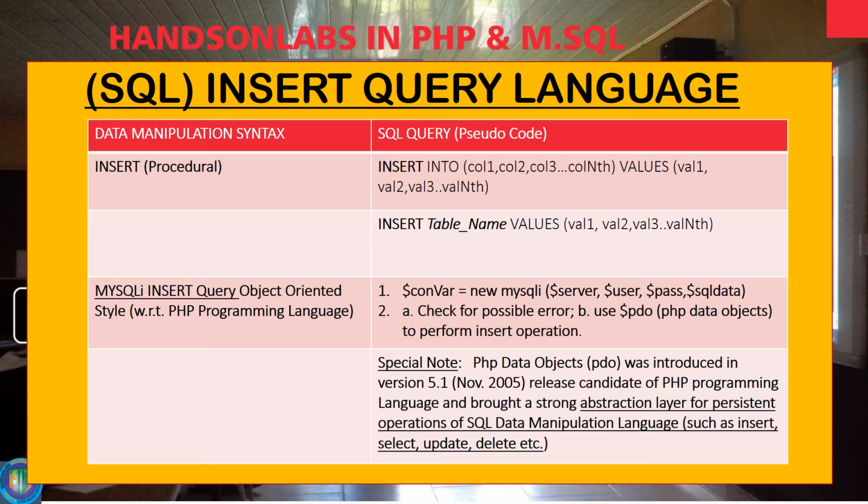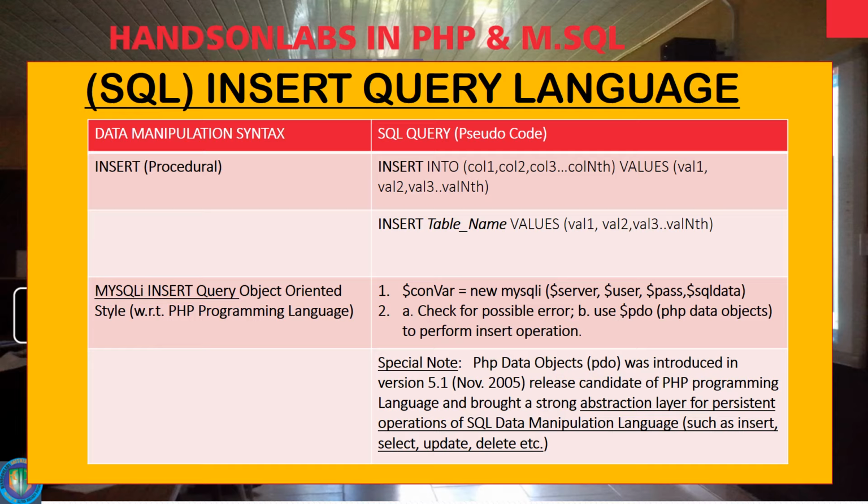Now, there's something that you need to understand here. Things have changed since PHP version 5.1. My SQLi insert query now comes with an object-oriented style with respect to the PHP programming language. What it simply does is connect with a variable and instantiate. One of the features of object-oriented programming is instantiation, inheritance. When you are calling a new instance of an object, you use the keyword new. As you can see in item 1, it says new MySQLi, the server, the user, the password, and then the SQL database in question.